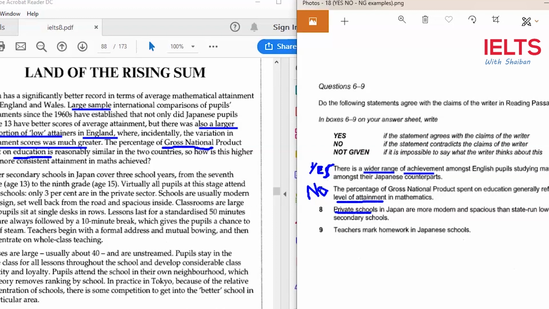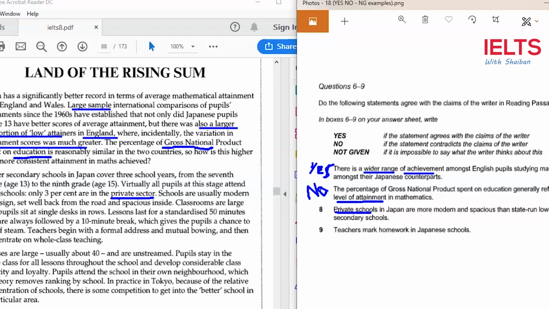So we finished in paragraph A. We go to paragraph B here, and we search for the word private. So here we have private sector. As you can see, the private sector comes at the end of the sentence. So we read the sentence. Lower secondary schools in Japan cover 3 school years, from the 7th grade, age 13, to the 9th grade, age 15. Virtually all pupils at this stage attend state school. Only 3% are in the private sector.